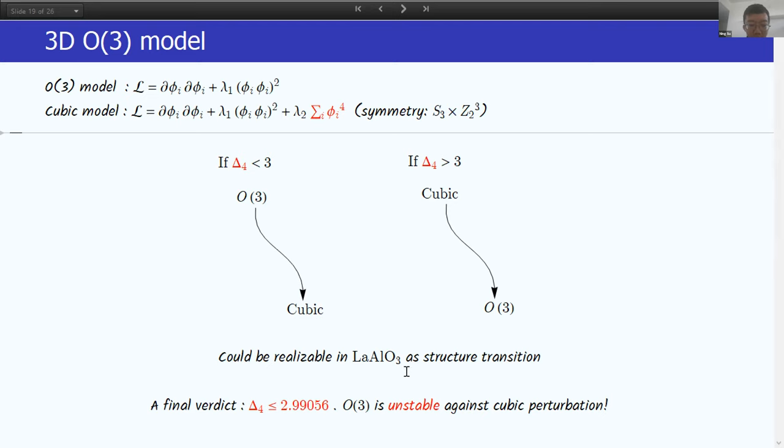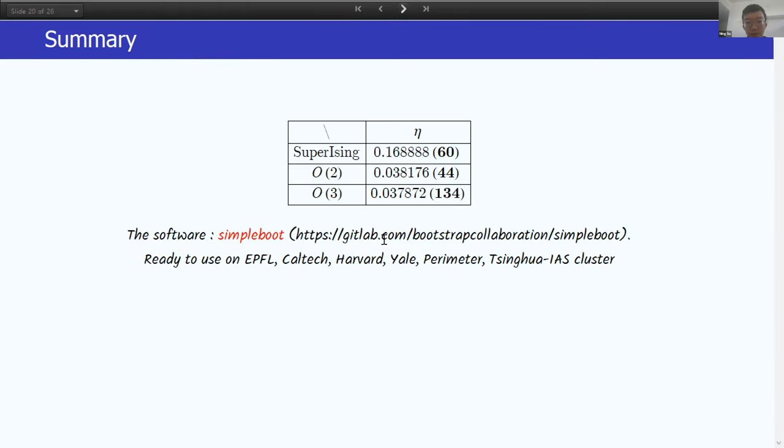Okay, now in our study, we can actually find the upper bound for this operator, and we find it's relevant. It's rigorous. That means if this operator is larger than such a value, we can rigorously rule out the possibility. So now we have a numerical proof. O3 is actually unstable against the cubic model. So this is the summary of those results. And by the way, now it's actually very easy to reproduce our result. I wrote a package called SimpleBoot. If you install this package, then it's very easy to reproduce all of those results.